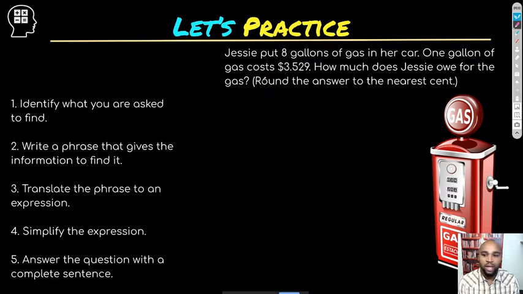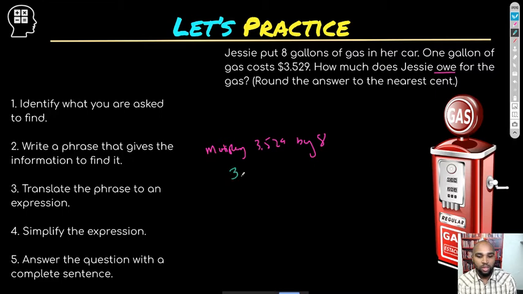So what are we being asked? How much does she owe? Write a paraphrase that gives the information to find it. We're going to multiply 3.529 by 8. And how we're going to set that up, we're going to write it just like this. What does that look like? 3.529 times 8.